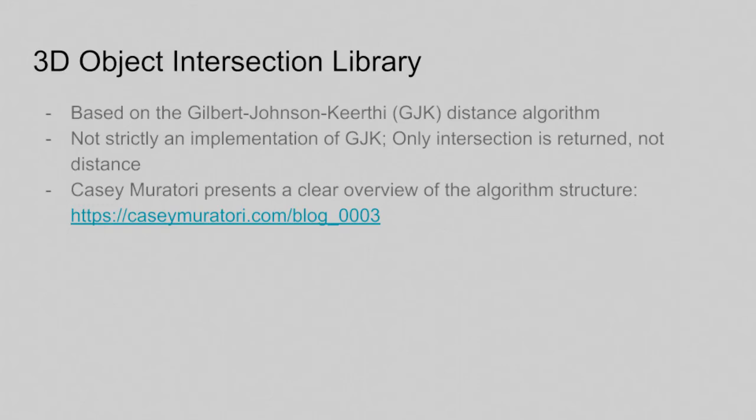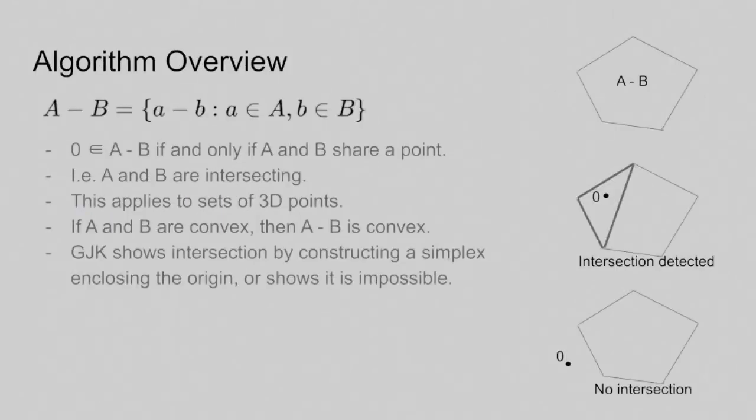The library for detecting intersections uses an algorithm based on the Gilbert-Johnson-Keerthi, or GJK, distance algorithm. GJK outputs the shortest distance between two objects, whereas this library can only determine if two objects are intersecting. So this is not strictly an implementation of GJK. However, this algorithm uses similar techniques to those used in GJK. A video by Casey Muratori clearly explains the techniques that I'm using. I don't have time to explain the algorithm in detail, but I can give a brief overview.